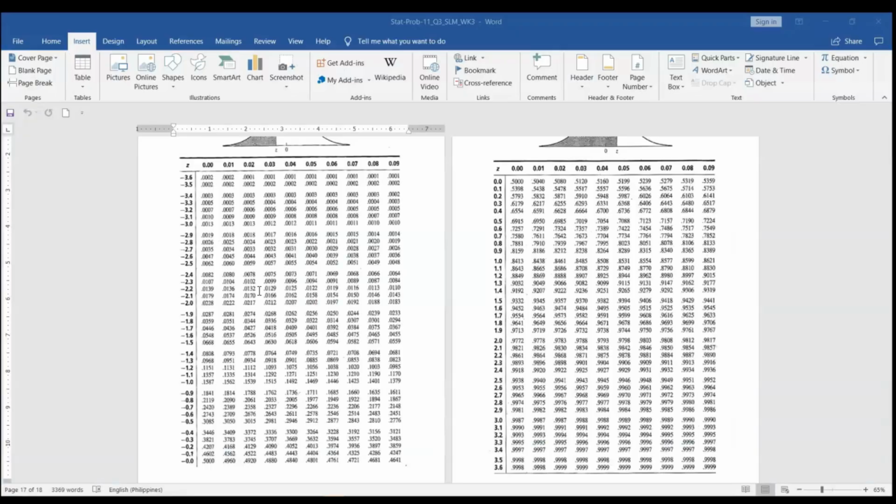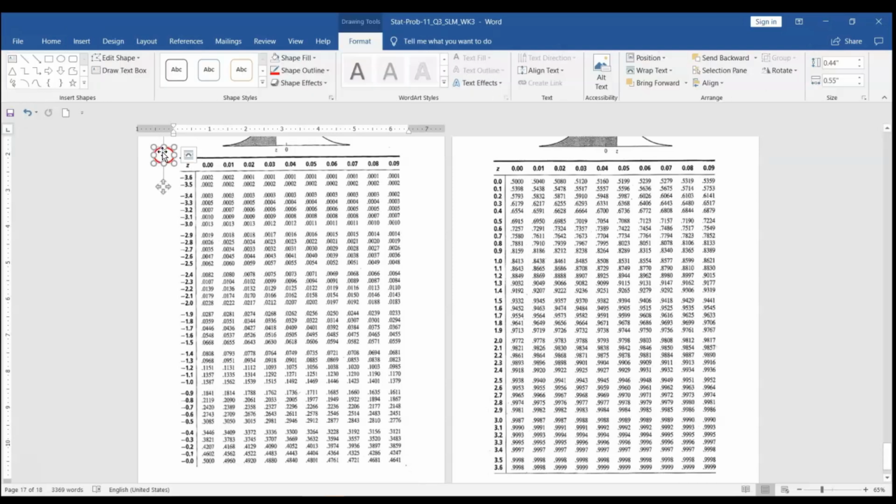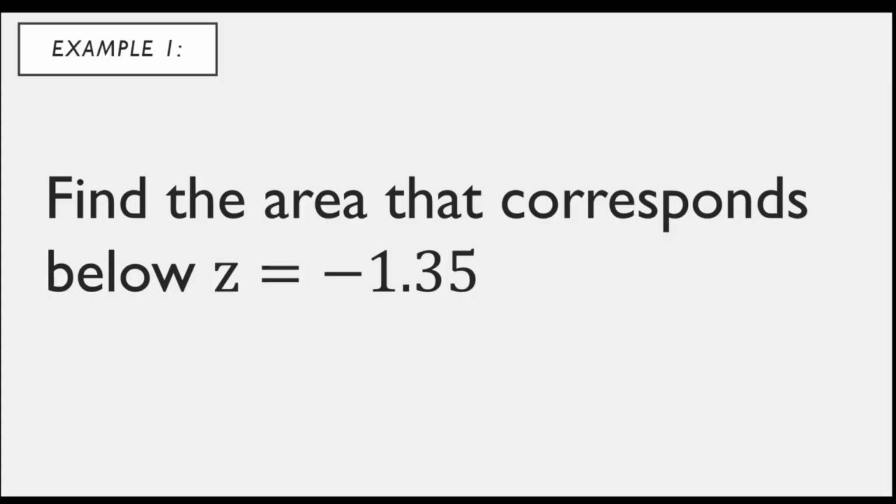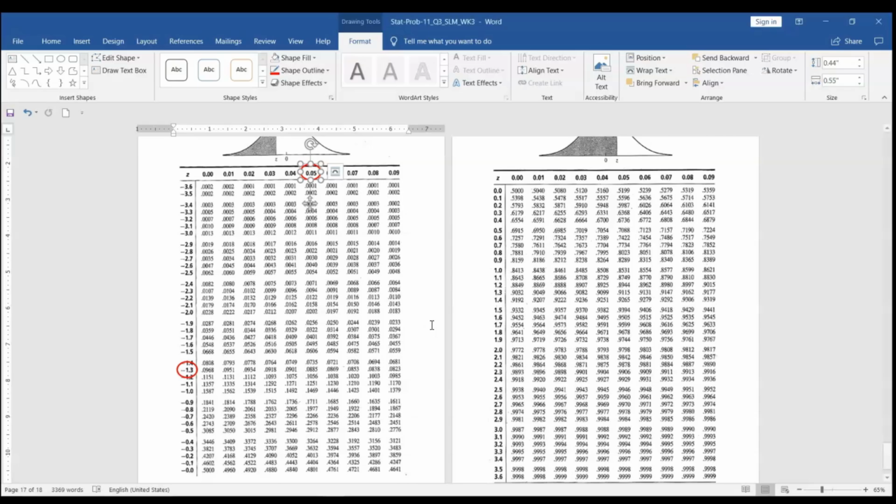So in finding the corresponding area of our z-score, we know that the z-score is at negative 1.35. On the left side of our z table here, we can find negative 1.3. And since the area that we're going to find is for z negative 1.35, we also need an additional 0.05, because negative 1.3 plus 0.05 is equivalent to negative 1.35. So there's our z is equal to negative 1.35.